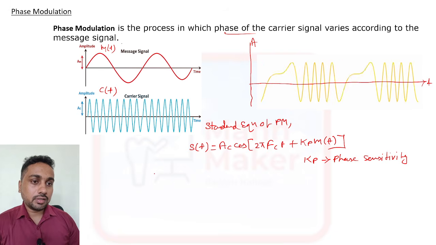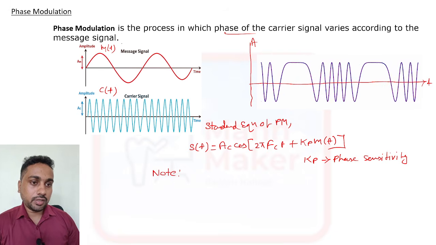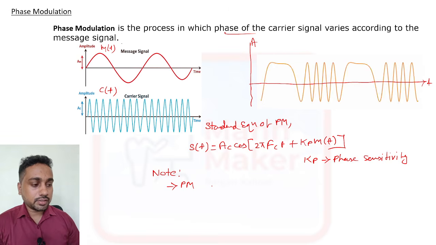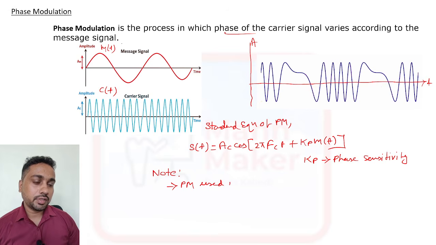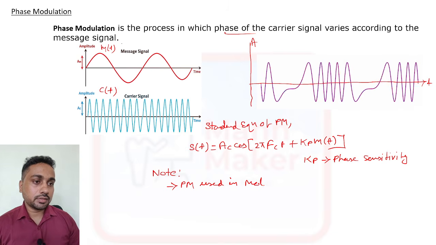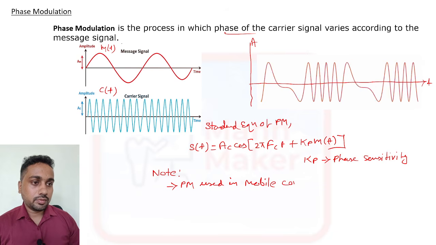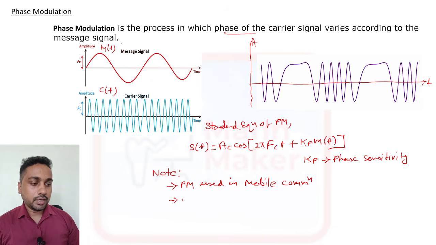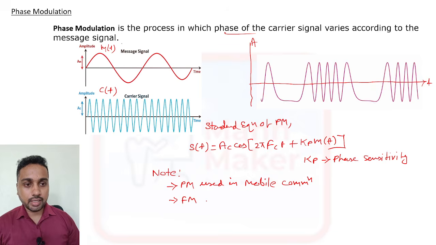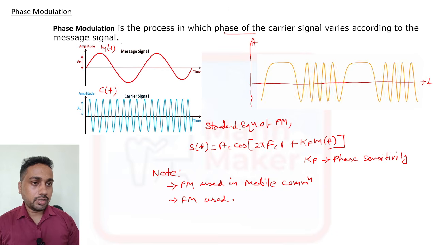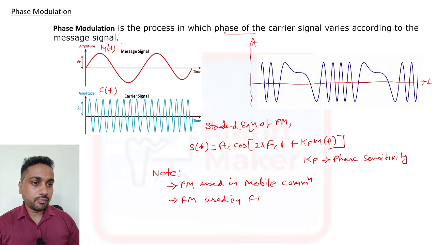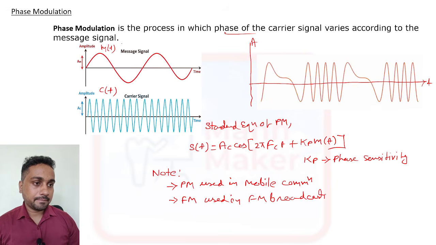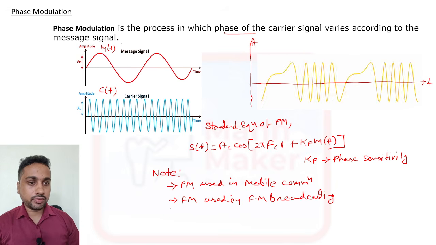Now you need to remember some points, kindly note them down. Phase modulation, PM, is generally used for mobile communication, and frequency modulation, that is FM, is generally used in FM broadcasting.